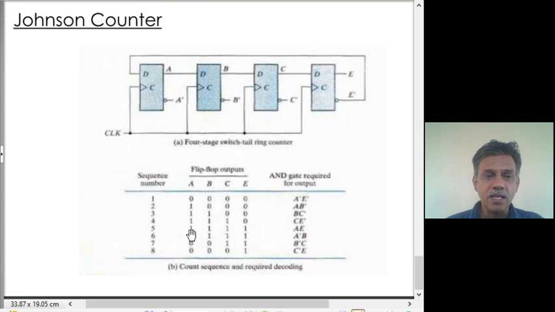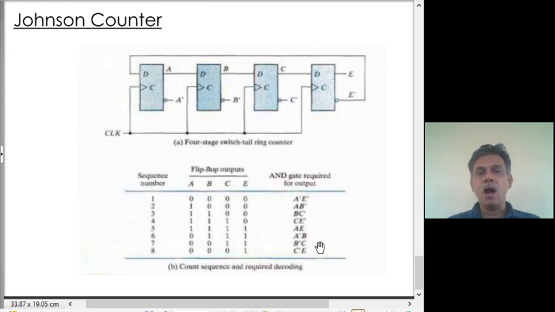Then for all ones it is A E. A and E are both 1 only for this count, the combination 1 1 1 1. For the next one, 0 1 1 1, it is A bar B, and then B bar C, and then C bar E. So if you have a 2 input AND gate, 8 such gates can be used to generate 8 timing signals. So that is a Johnson counter.